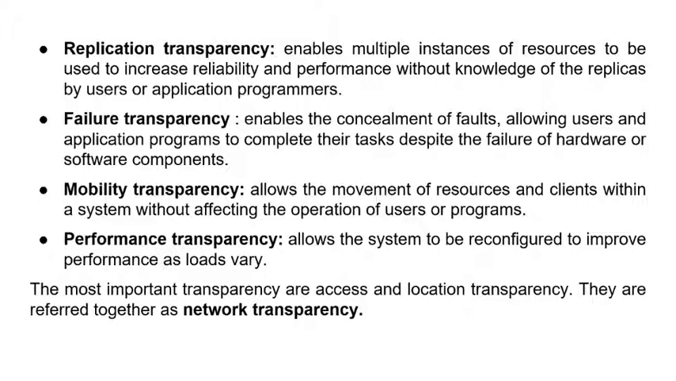The first two, access and location transparency, are the most important aspects, and they are referred to together as network transparency. So these are the different issues or challenges while implementing a distributed system. These seven aspects are very important.